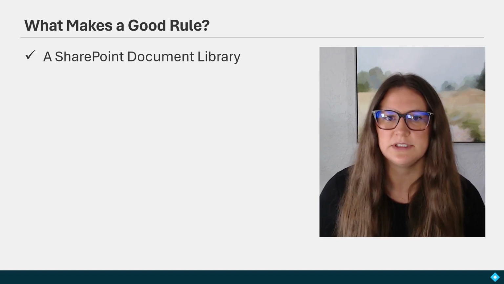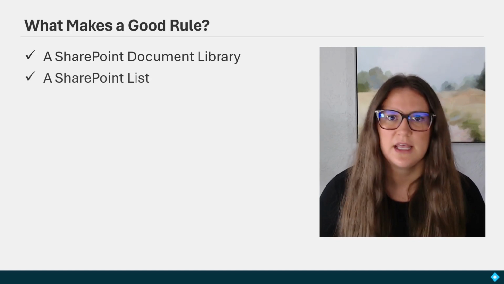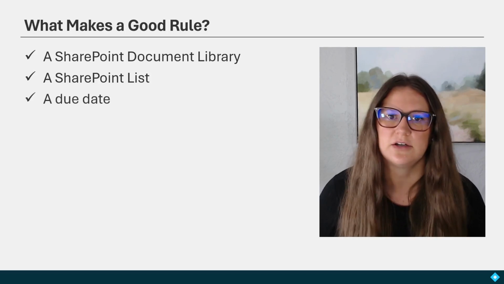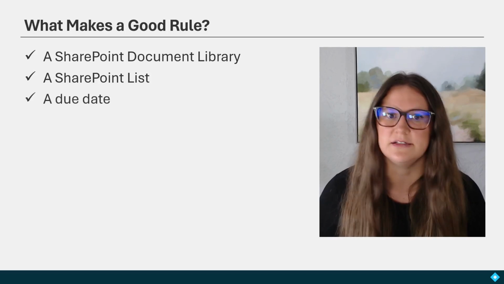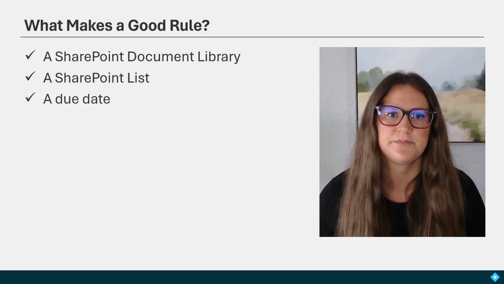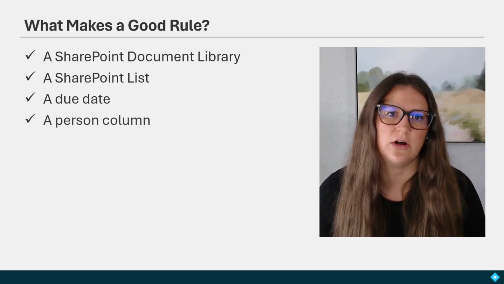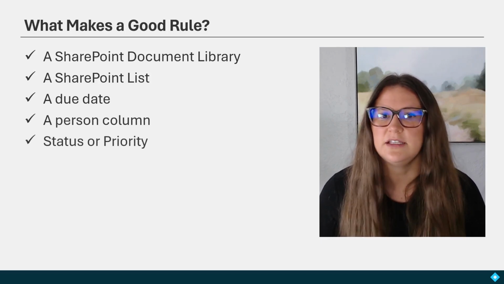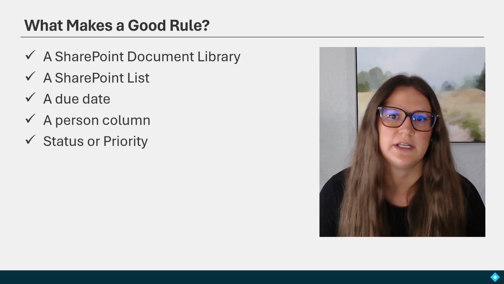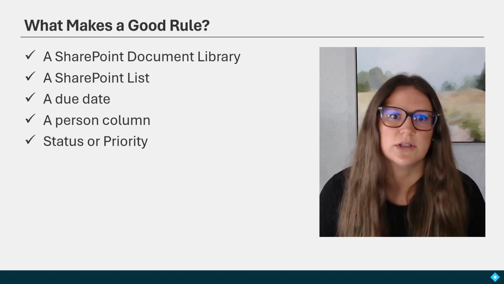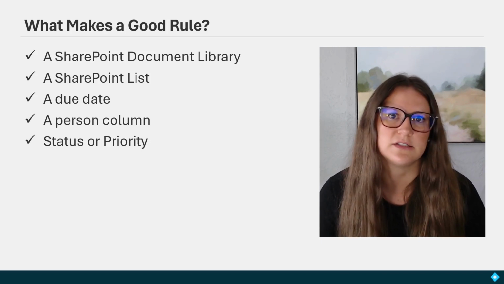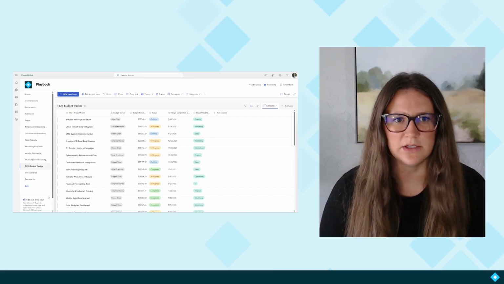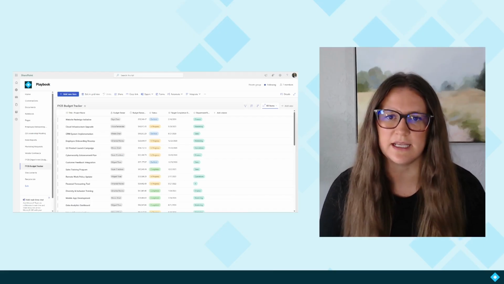First, you'll need a SharePoint document library or a SharePoint list. That's where your information lives. Then we'll make sure you've got a due date column. This tells your reminder when to start in some cases. You'll also want a person column, so we know who to send the reminder to. And finally, we'll include either a status or a priority column. This will give your rule some more logic, like only sending reminders for high priority items or tasks that aren't complete yet.